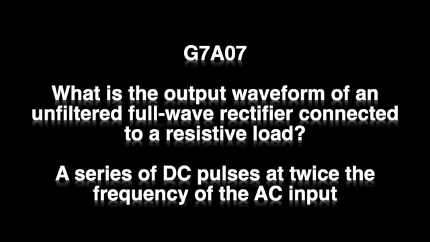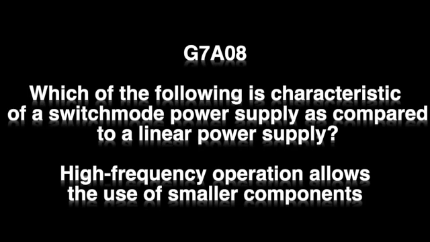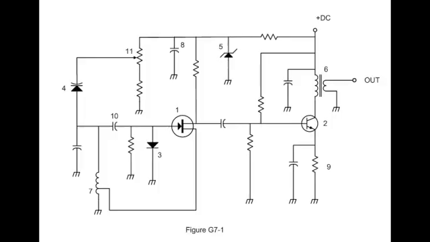G7A07. What is the output waveform of an unfiltered full-wave rectifier connected to a resistive load? A series of DC pulses at twice the frequency of the AC input. G7A08. Which of the following is characteristic of a switch-mode power supply as compared to a linear power supply? High-frequency operation allows the use of smaller components. G7A09. Which symbol in figure G7-1 represents a field effect transistor? Symbol 1.